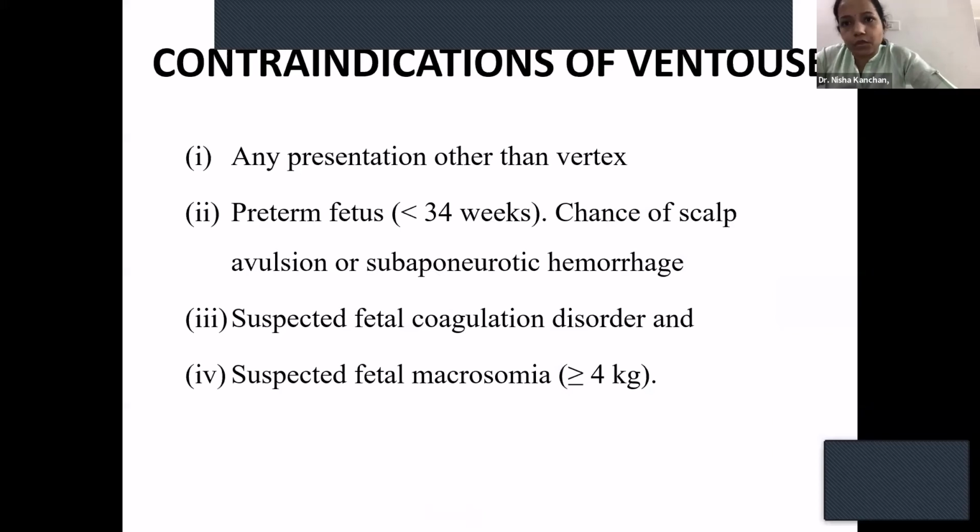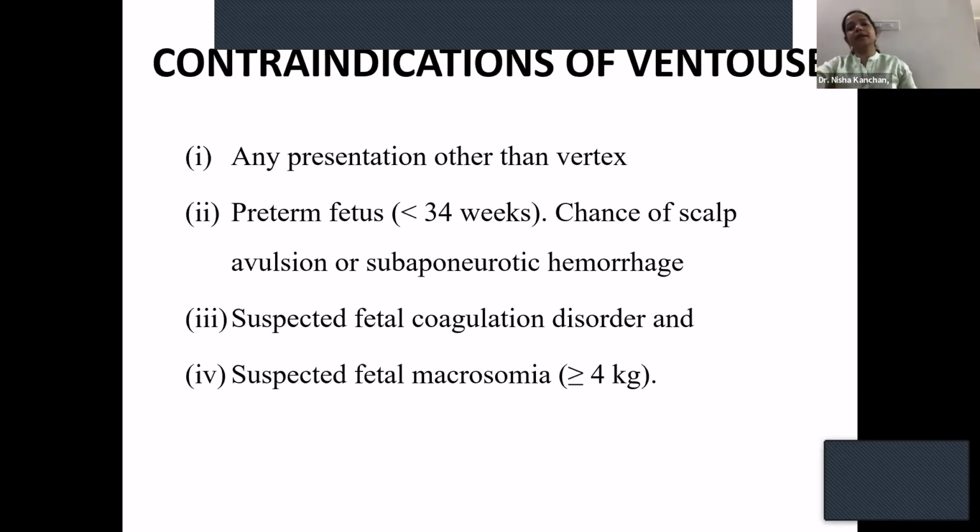Contraindications for ventouse. Any presentation other than vertex, face presentation, breech presentation, no vacuum application. In those you can apply forceps, for after-coming head of breech and face. Preterm baby has a softer head and you can cause more scalp injury. Do not apply ventouse, go for forceps. Forceps is beneficial in preterm, vacuum is harmful in preterm.